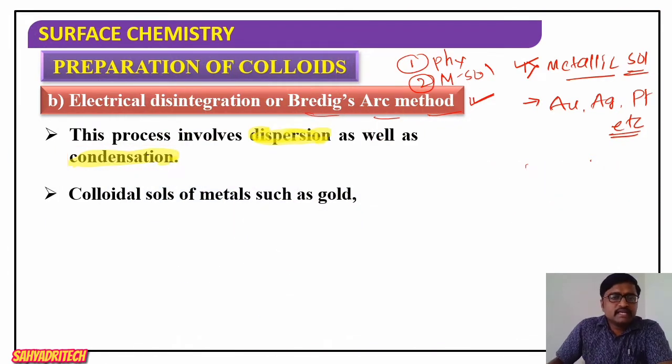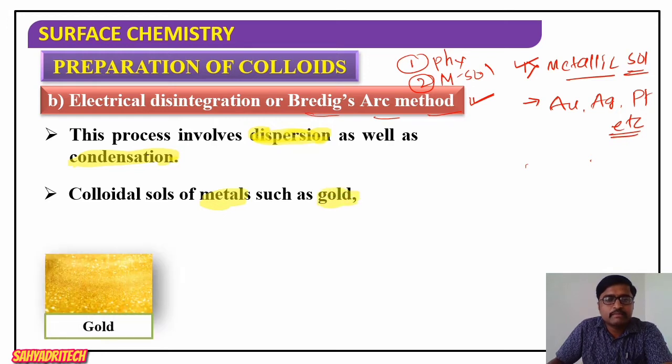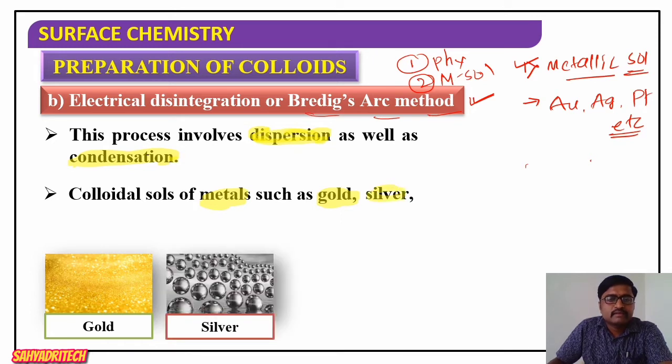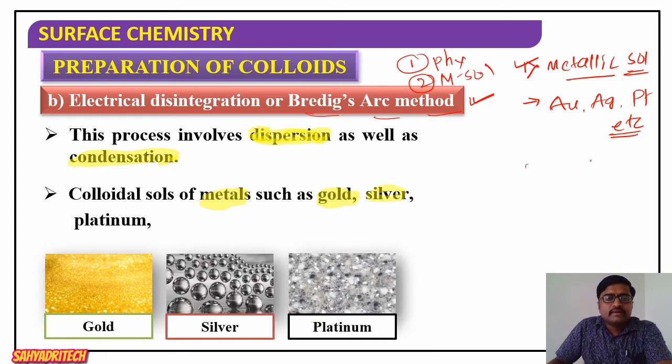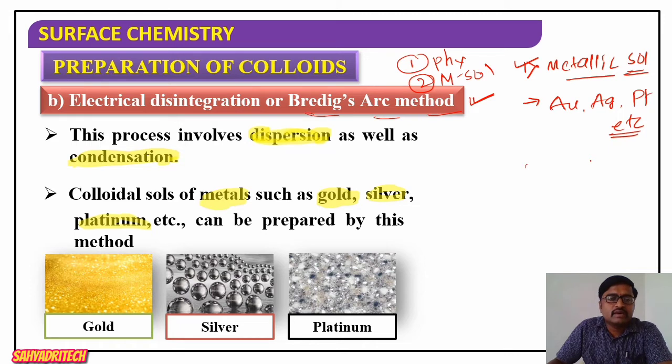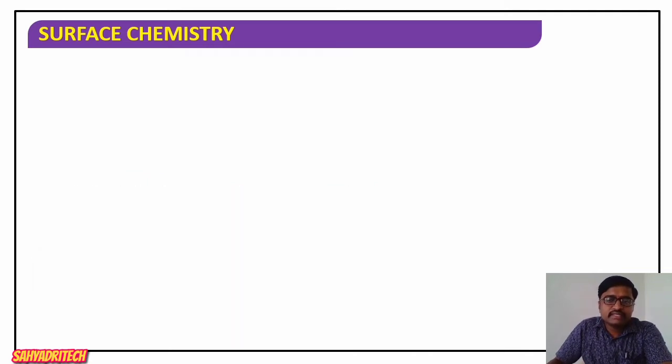Well, in Bredig's arc method, colloidal sols of metals, as I said, are prepared, such as gold sol, silver sol, platinum sol, etc. So in general, the colloidal sols of metals such as gold, silver, and platinum can be prepared by this Bredig's arc method. Well, how is the preparation done?